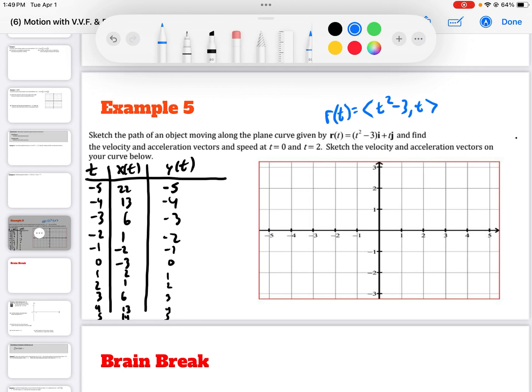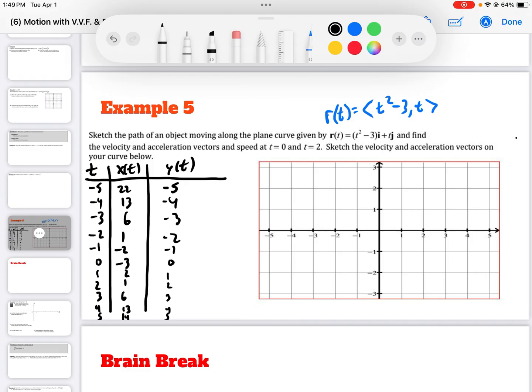All right, in this example, it says sketch the path of an object moving along the plane curve given by, and I wrote this in vector form, component form. Find the velocity, the acceleration vectors, and then the speed when time is 0 and when time is 2. Then sketch the velocity and acceleration vectors on the curve. Okay, so there's a lot going on here.